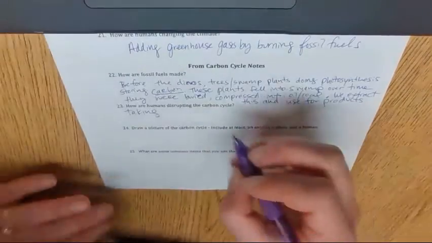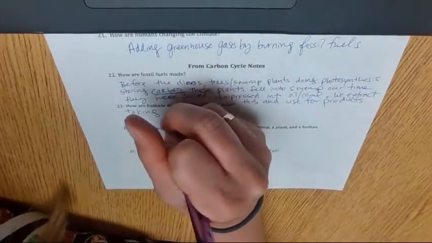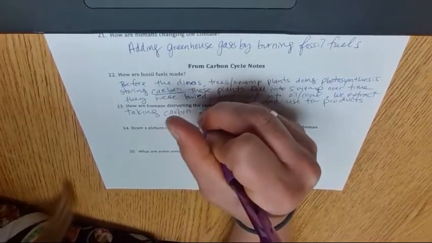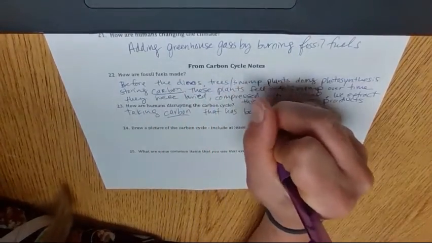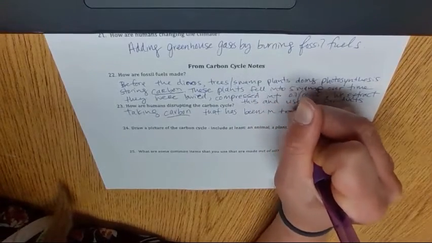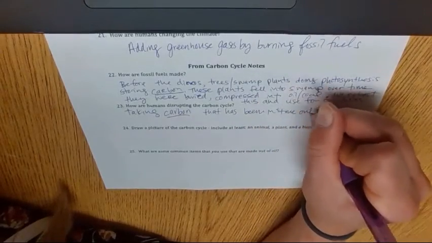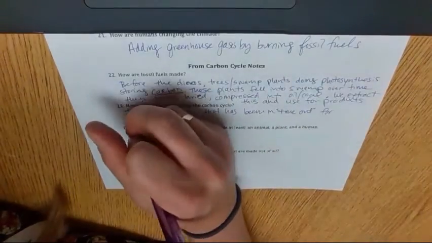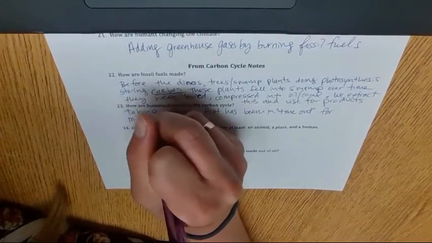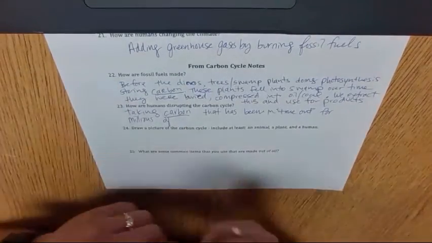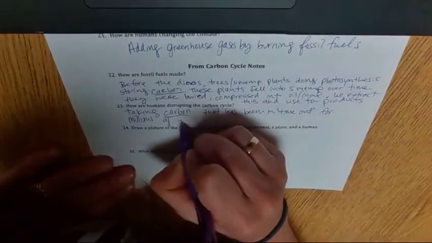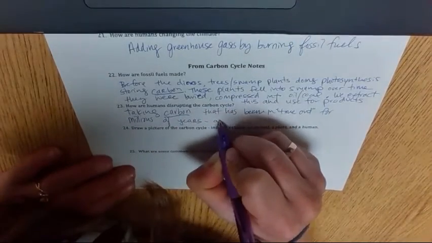We are disrupting the carbon system because we're basically taking carbon that's been in timeout for millions of years. It hasn't really been a part of the carbon cycle. It hasn't really been part of the system. It's kind of been tucked away, and we are adding it into our atmosphere.